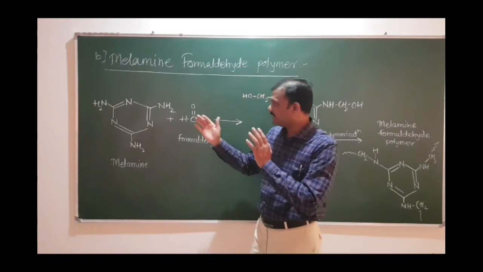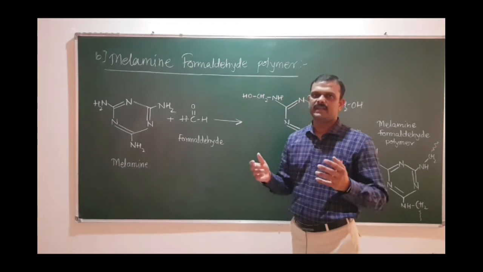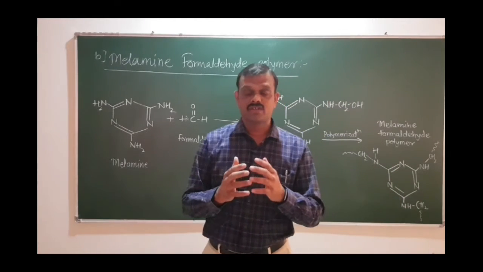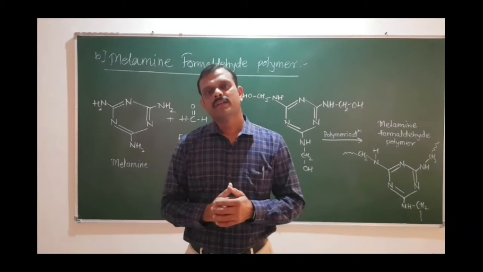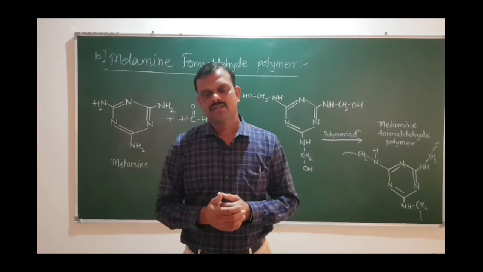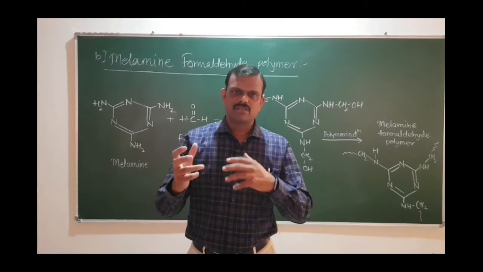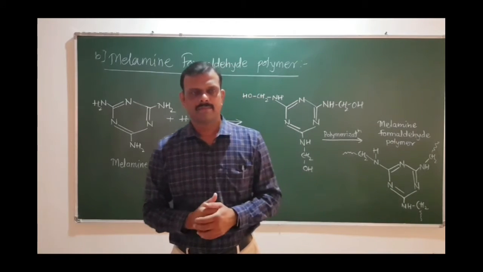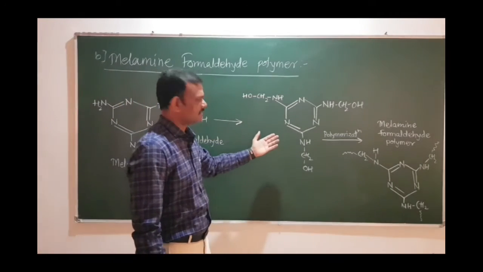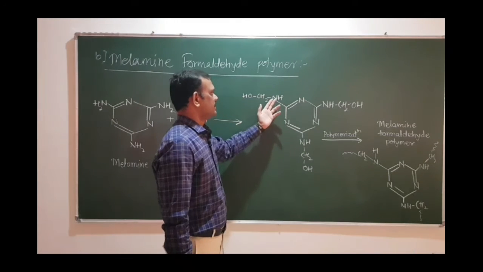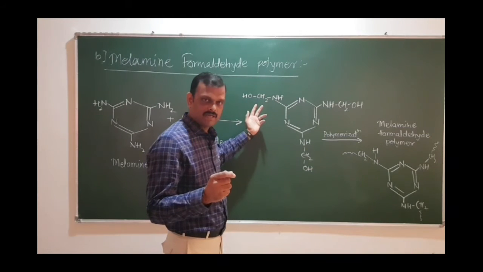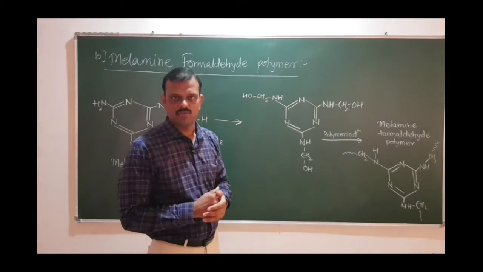This melamine reacts with formaldehyde and forms the melamine formaldehyde polymer, which is used as a moisture resistant compound, and it is mostly used on decorative tables as well as on kitchen wares and different moisture resistant compounds. This melamine combines with formaldehyde and initially forms the substituted product, that is one hydrogen of the amino group is substituted by formaldehyde, and it gets converted to a primary alcohol.